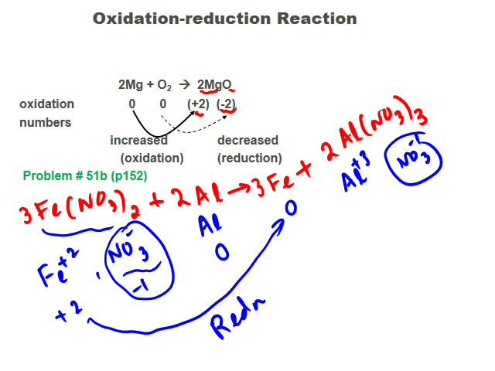On the other hand, aluminum started with 0 and became Al plus 3. That's an increase in oxidation number from 0 to plus 3. So let's write down here plus 3. And that's oxidation. And this kind of change would happen simultaneously. That means you cannot just have reduction happening and no oxidation happening. So actually both would happen simultaneously. So the answer to this question is Fe2 plus has undergone reduction and aluminum has undergone oxidation to Al plus 3.